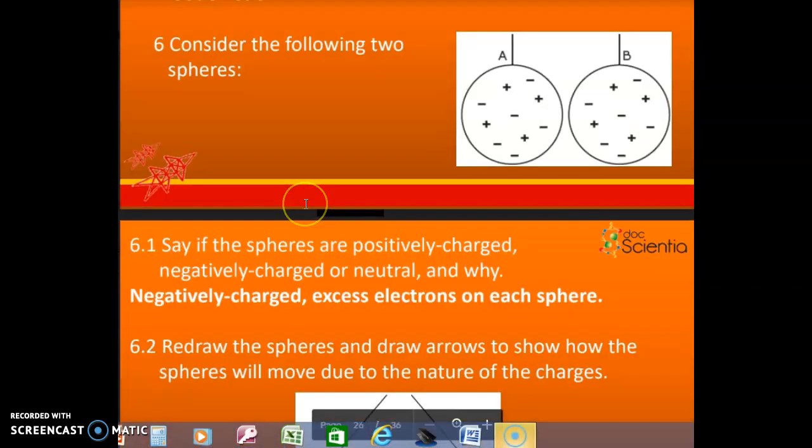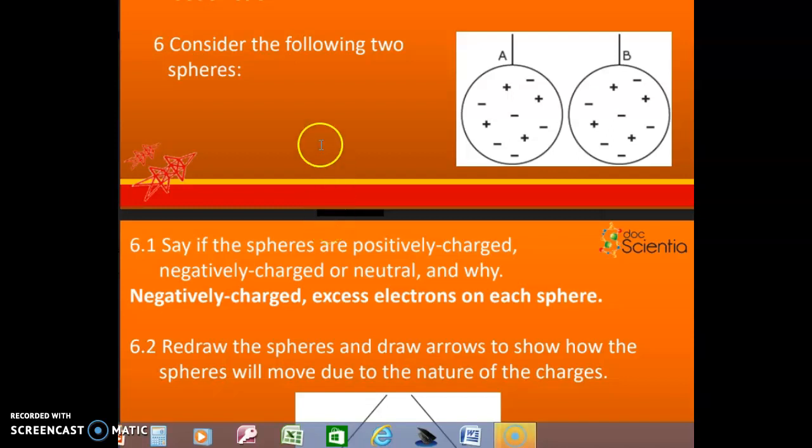Alright, so we ran a little bit out of time. Let's do question number 6 again. This is part 2. Consider the following two spheres. This one and this one.